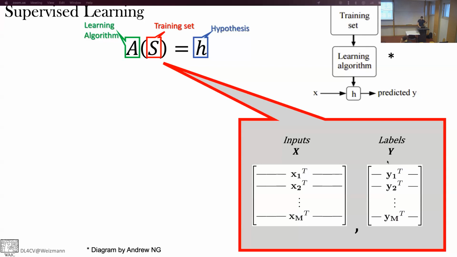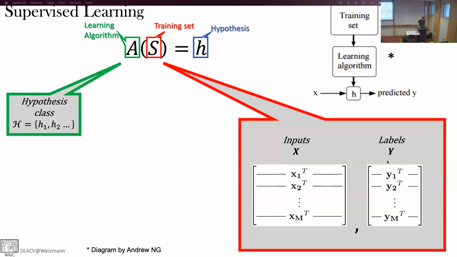So we have the matrix X and the labels Y. And the matrix is not just a list of vectors. We're going to use matrix multiplications with those things. So it's intentionally put this way. Okay. Now, we're here mainly to discuss the learning algorithm, which we term here A.